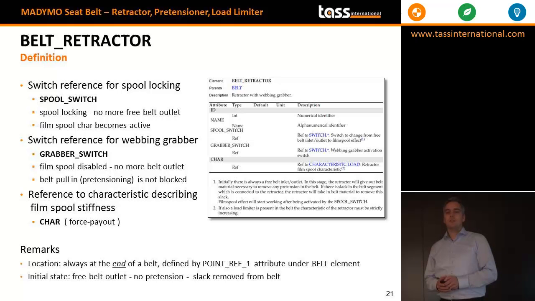It should be noted that the belt retractor is always present at the end of a complete belt in MADYMO. This is defined with point ref 1 under the element belt. The initial state of a belt retractor means that it has free belt outlet. There's no pretension and slack is removed from the belt.